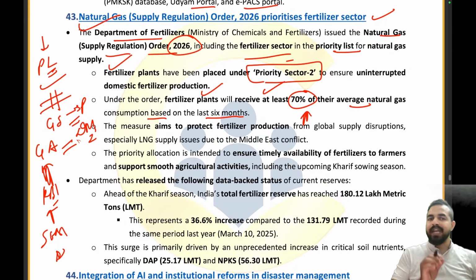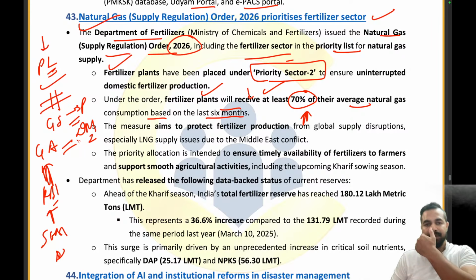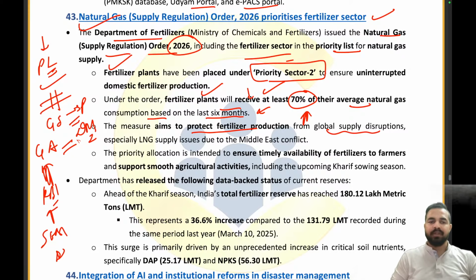The fertilizer plants have been placed under the priority sector to ensure uninterrupted domestic fertilizer production. Under the order, fertilizer plants will receive at least 70% of their average natural gas consumption based on the last 6 months. The measure aims to protect fertilizer production from global supply disruptions, especially LNG supply issues due to the Middle East conflict. The priority allocation is intended to ensure timely availability of fertilizers to farmers and support smooth agricultural activities. Guys, let's take an example.